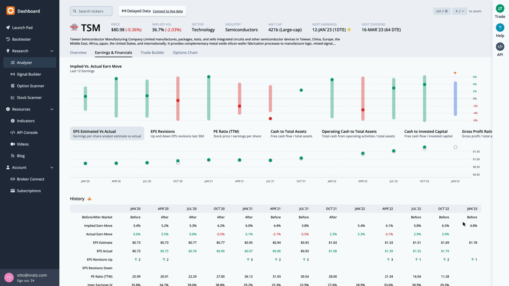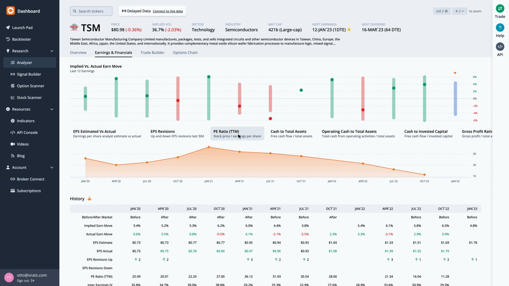We can overlay quarterly financial data by clicking on the ratios below the earn move graph. Let's look at the PE ratio, which is the stock price divided by the trailing 12 months earnings per share. For TSM, the current PE ratio is 13.8, which is 38.9% under the average for the last 12 earnings observations.